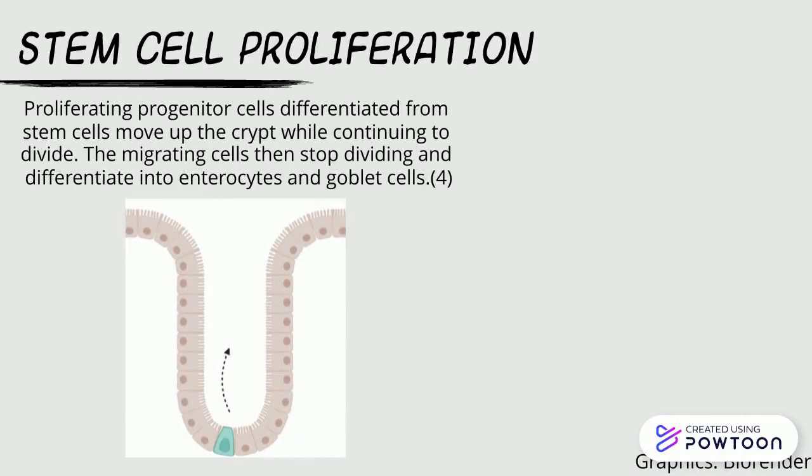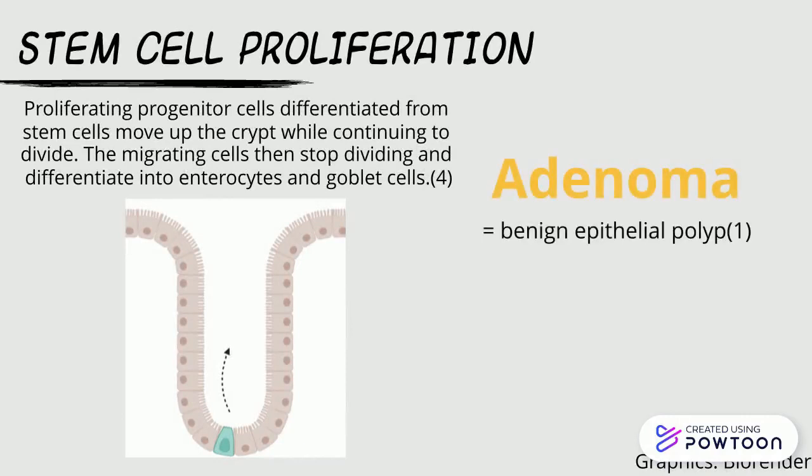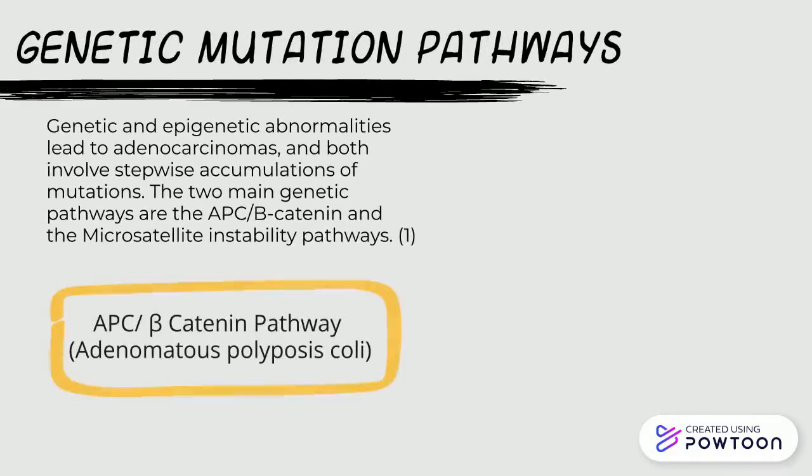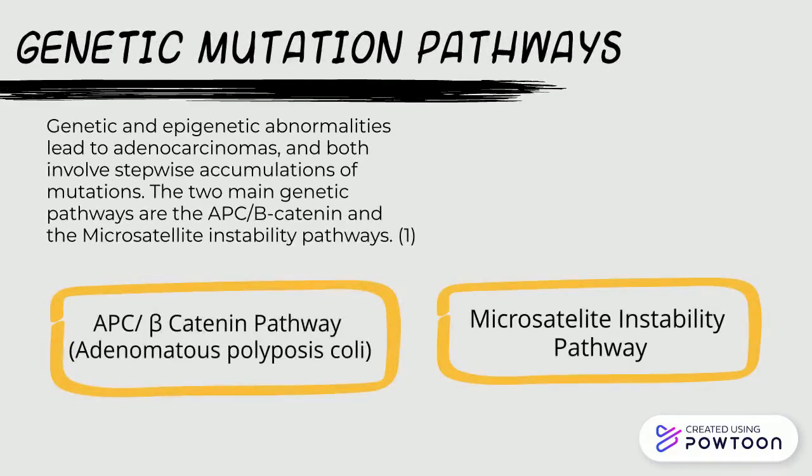Mutation can occur in stem cells as they move up the crypt, proliferating and differentiating, and can cause benign epithelial polyps, called adenomas, which are outgrowths from the colon mucosa and are precursors for adenocarcinoma. The two main genetic pathways are the APC beta-catenin and the microsatellite instability pathways.